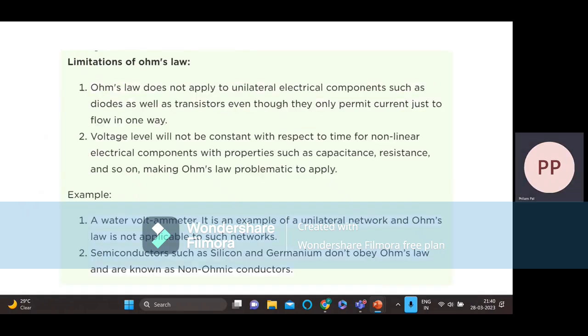There are some limitations of Ohm's law. In certain cases, you cannot directly apply Ohm's law in a straightforward manner. Firstly, Ohm's law does not apply to unilateral electrical components such as diodes. The IV characteristic associated with a diode is completely non-linear, right?